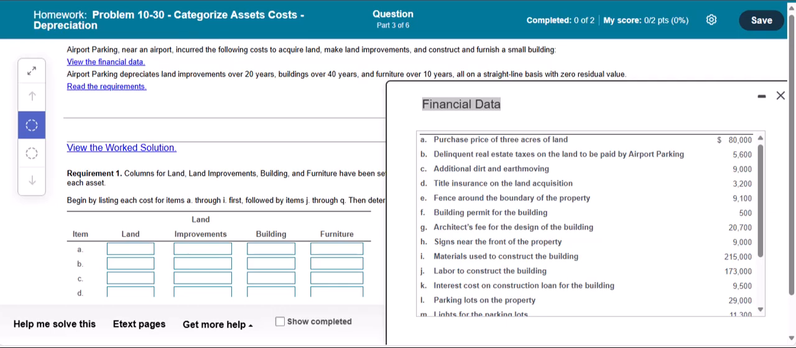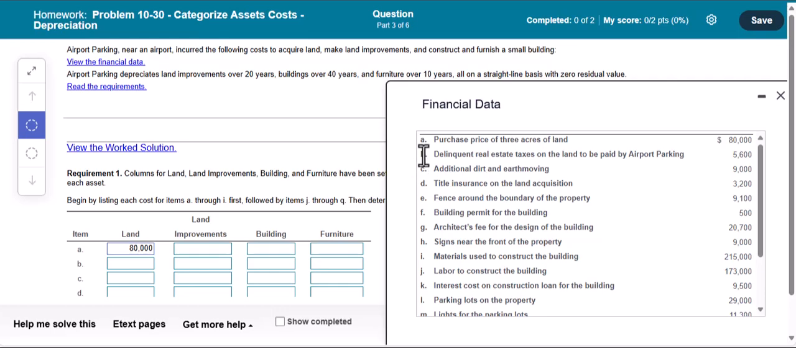So we're going to go ahead and go through these one by one and figure out how to categorize the cost. So A, we purchased 3 acres of land for $80,000. So we're going to take that $80,000 and copy and paste or type it in here under A. And that's pretty cheap land. This is $80,000 for 3 acres of land. So not very realistic, obviously. And so that's the cost of land, and we've placed it in the column under land on A.